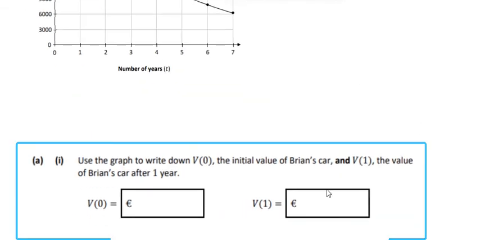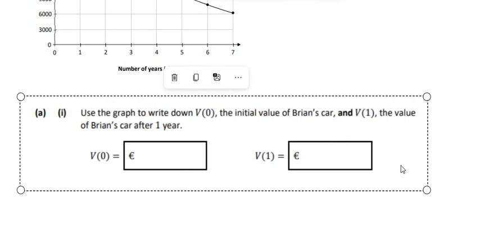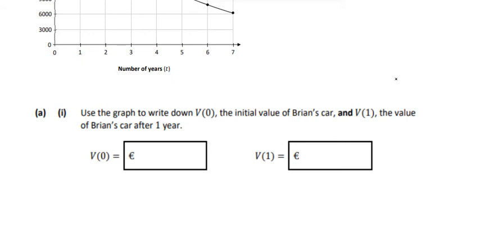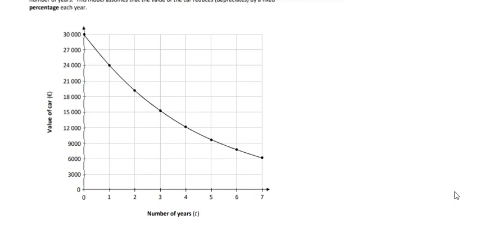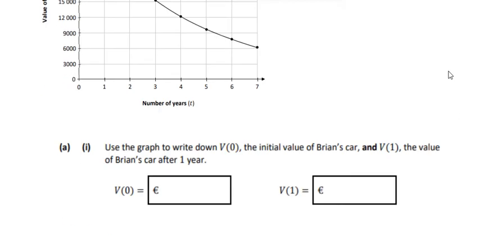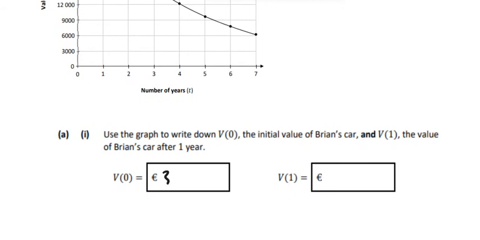So use the graph to write down V of 0, the initial value of Brian's car, and V of 1, the value of his car after 1 year. So you'll see here in the graph, the initial value of the car was 30 grand, we just said that, and then after 1 year it's 24 grand. So 30 grand and 24.